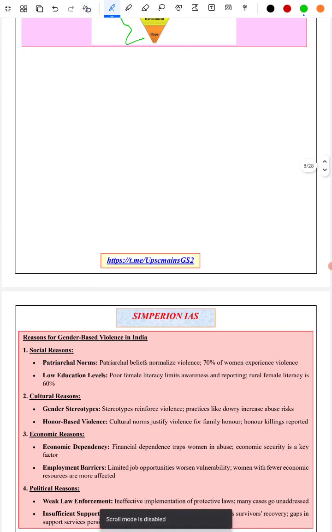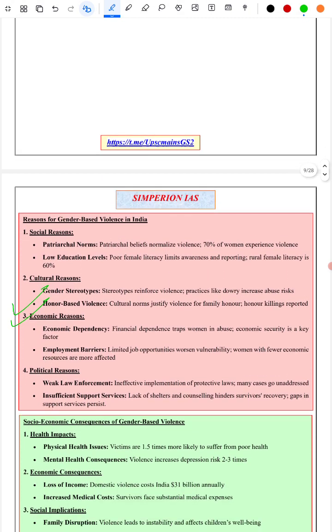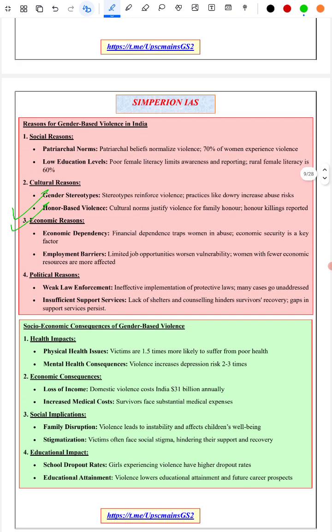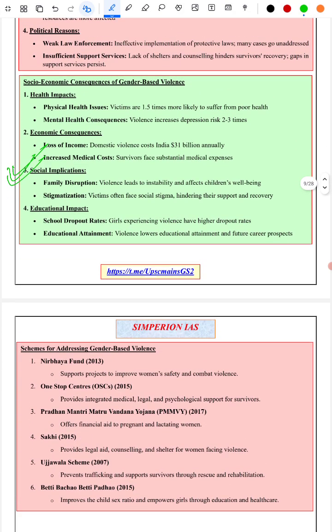Next, we have covered the reasons for gender based violence in India. We have divided the points into social reasons, cultural reasons, economic reasons, and political reasons. Next, socio-economic consequences of gender-based violence against women. Next, we have covered schemes addressing gender-based violence against women.